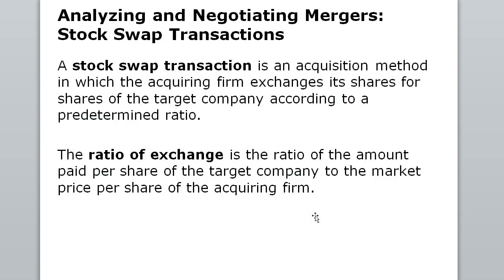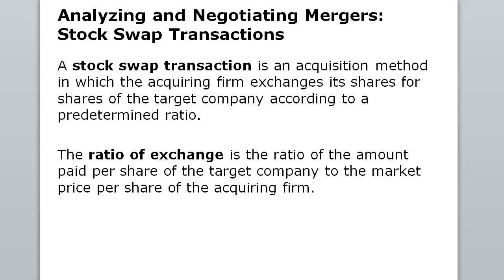Now, if we're analyzing a merger utilizing a stock-swap transaction, then basically the acquiring company is going to go to the target company and offer them a ratio of the acquiring company's stock to the target company's stock. So they may say something like, we're going to give you 2 shares of our stock for every 1 share of your stock. So if you had 100 shares in the target company, you now would have 200 shares in the acquiring company. And that 2 to 1 would be called the ratio of exchange.